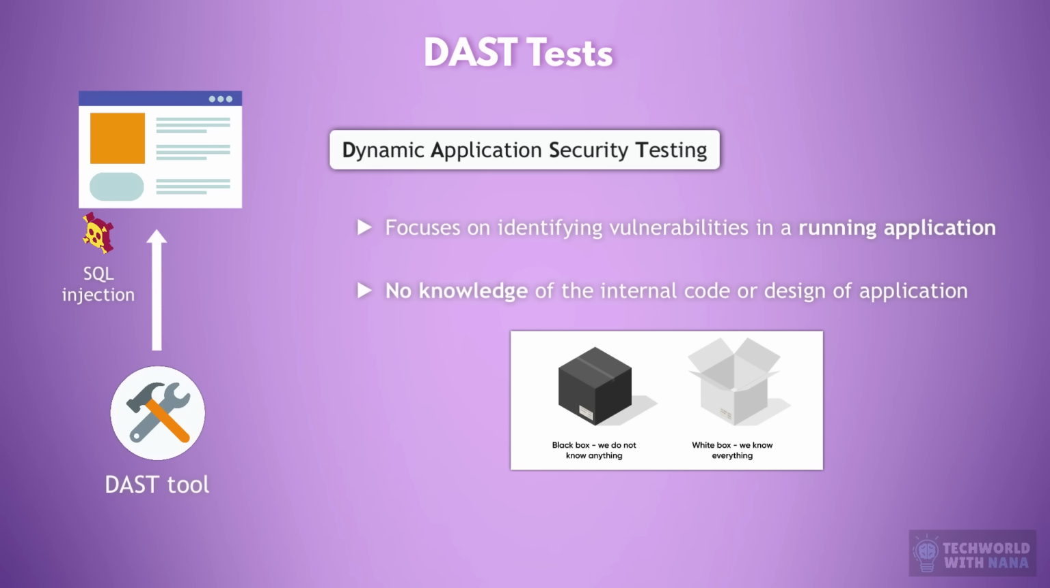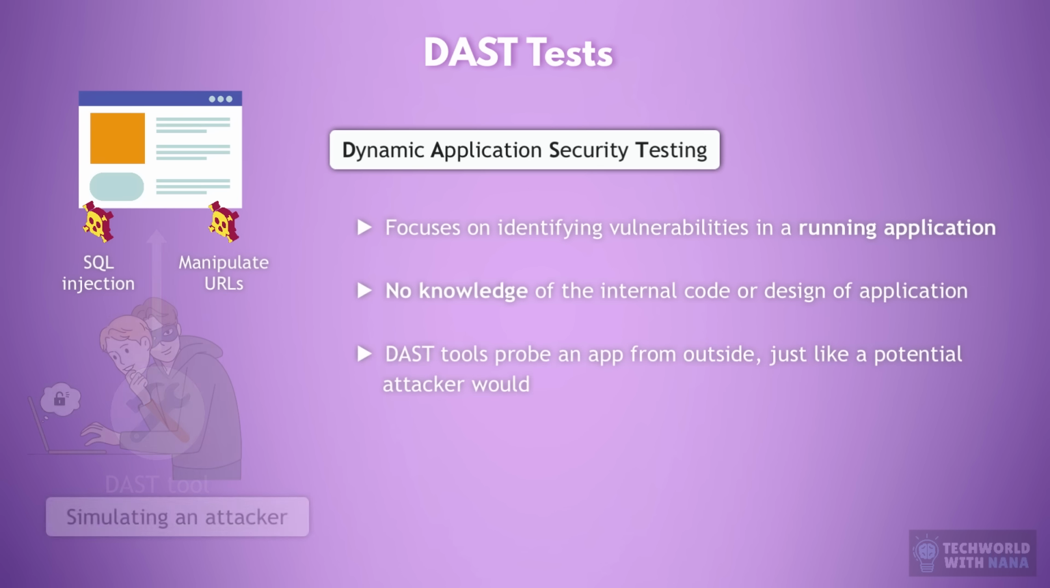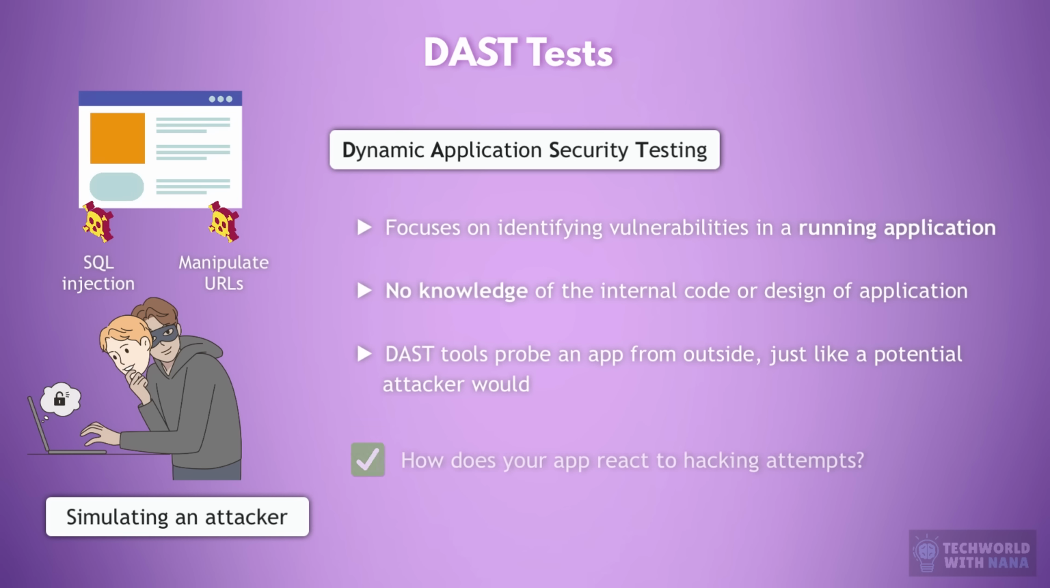Again, this could be SQL injection or manipulating URLs with different parameters to get data that you are not authorized to see. So the DAST tools basically send various requests to the application, and they observe how the application responds, what data it returns to those requests, and this way they can identify any potential security weaknesses in the application.